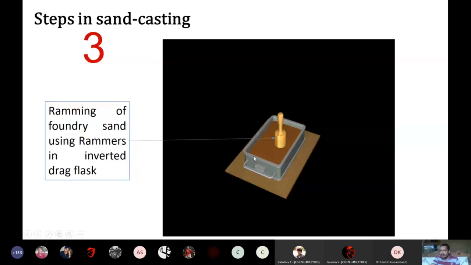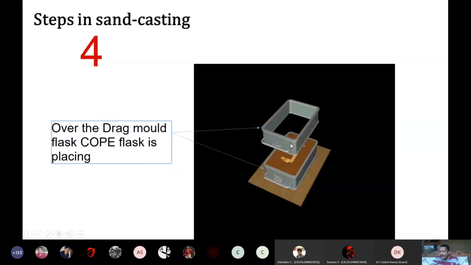Step number 3, you can see that this is called a rammer. There are wooden rammers and metallic rammers. Using the rammers, the sand is neatly packed around my pattern. Completely it is packed. You can see that now I have inverted my drag box. Initially the pattern was facing the flask side. Now I have kept it to the top side.